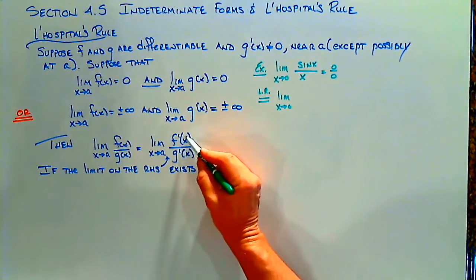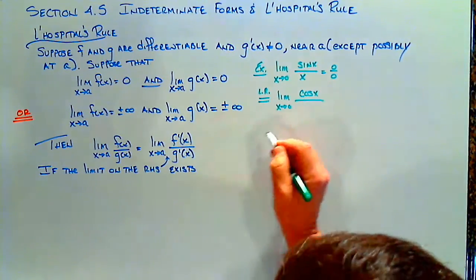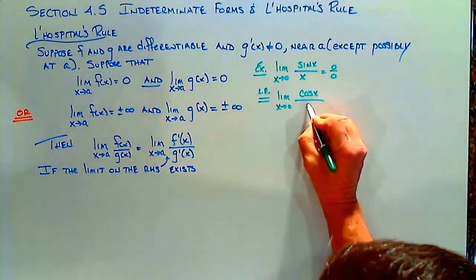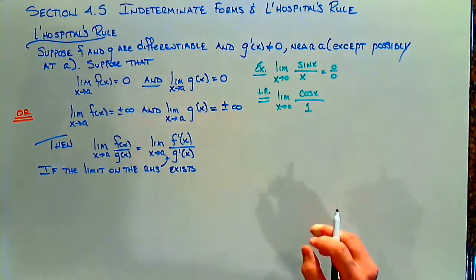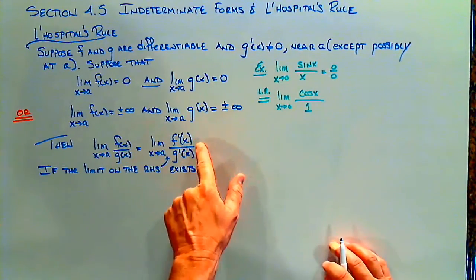It's the derivative of the numerator, f prime of x, the derivative of sine being cosine, divided by the derivative of the denominator. The denominator, the derivative of x, is going to be 1. Now, please pay attention and please take note. This is not the quotient rule. We're not doing the quotient rule.